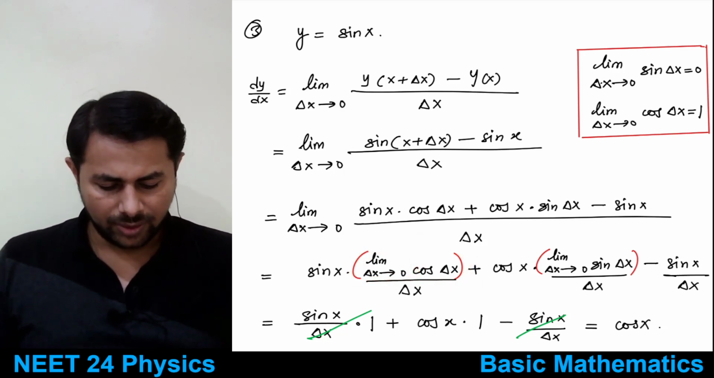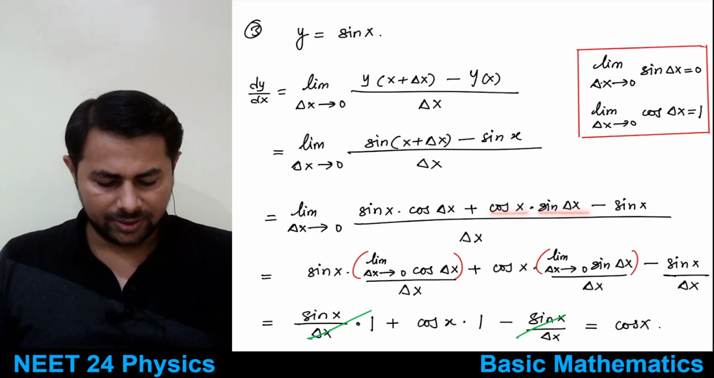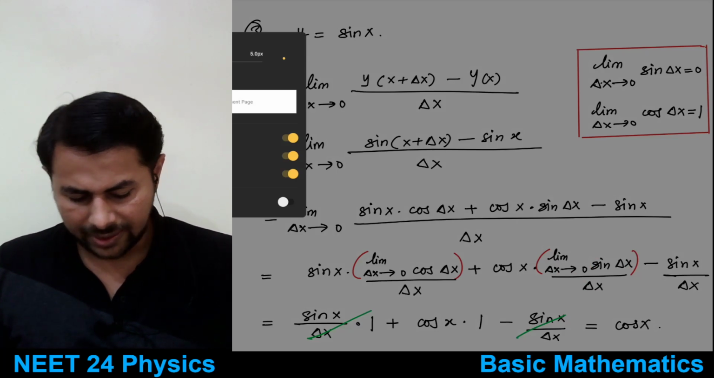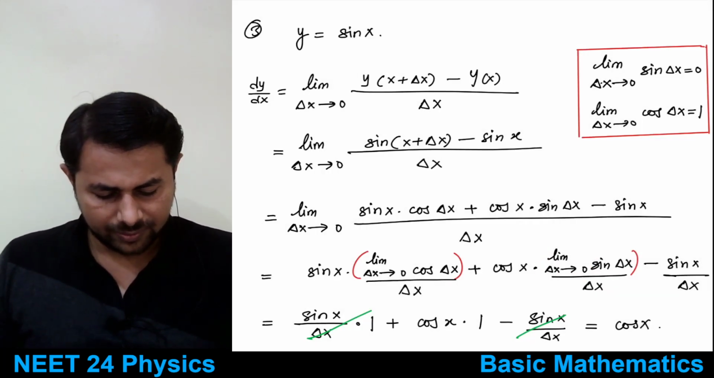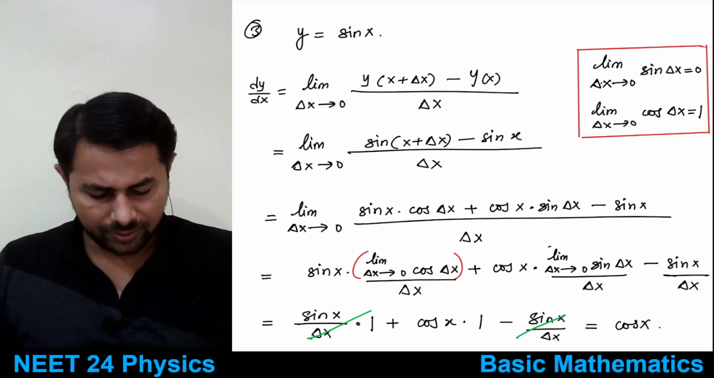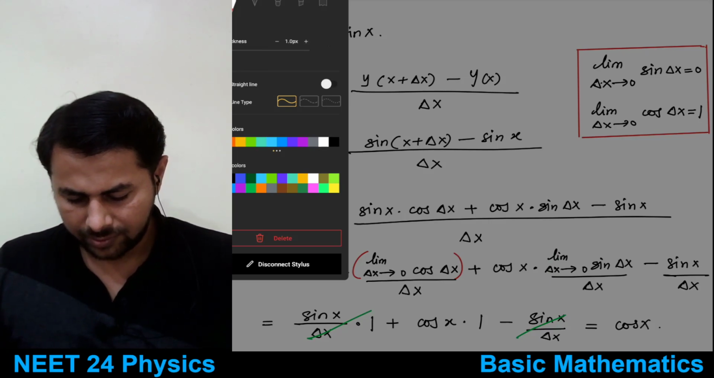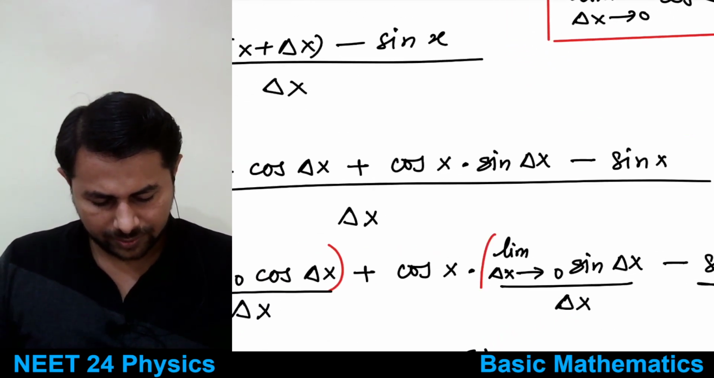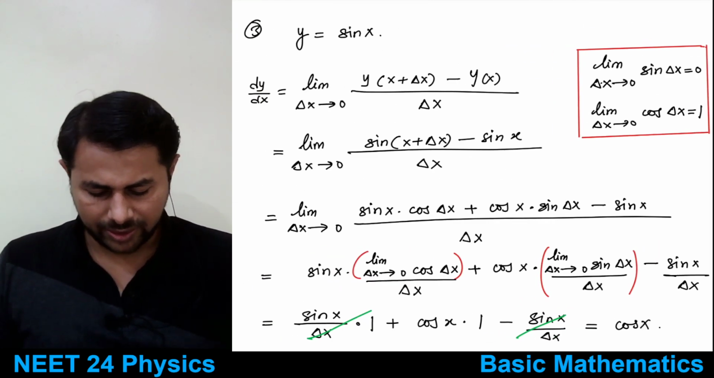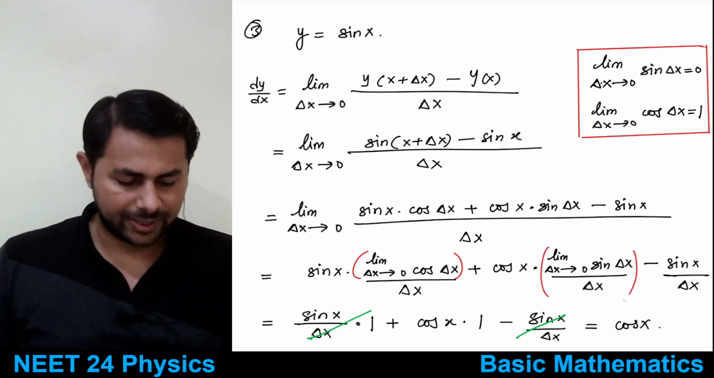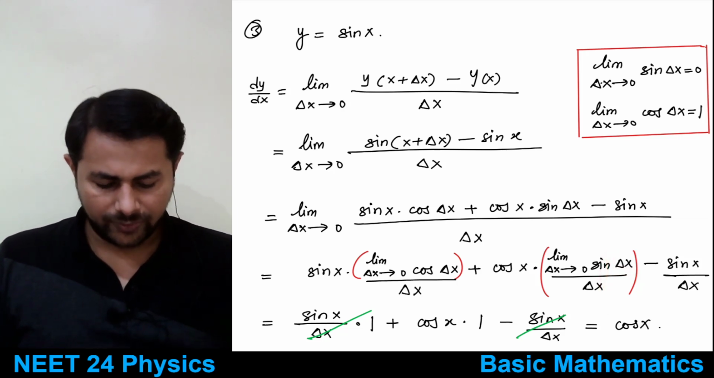Then you have cos of x sine of delta x, so cos of x times the limit as delta x tends to 0 of sine delta x upon delta x. And we just saw that this limit is equal to 1, sine delta x upon delta x, because sine of delta x is nearly equal to delta x. So this is 1.